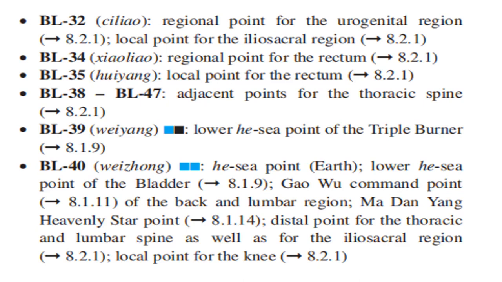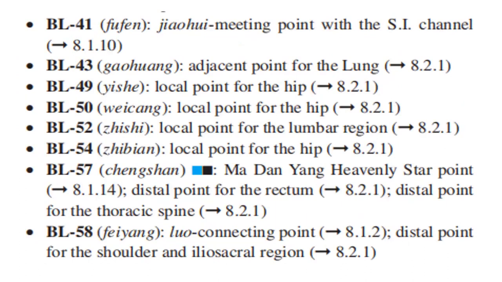Gao Wu Kman point of the back and lumbar region, Ma Dan Yang heavenly star point, distal point for the thoracic and lumbar spine, as well as for the iliosacral region. Local point for the knee. Bladder 41, Yao Wei meeting point for the small intestine channel. Bladder 43, adjacent point for the lungs.